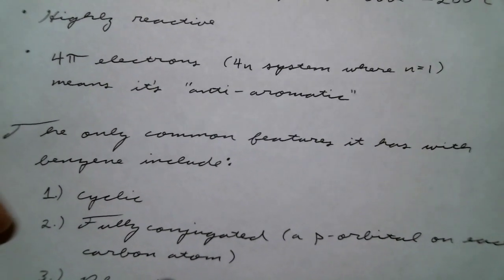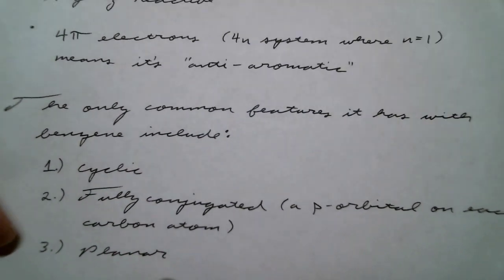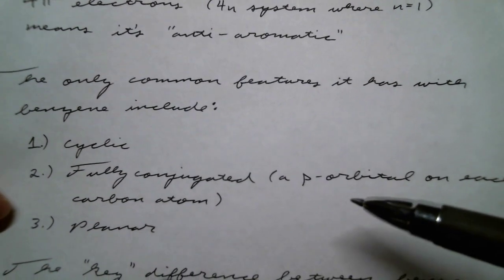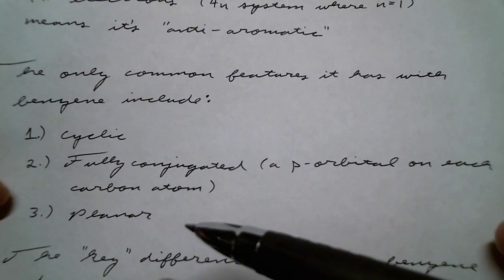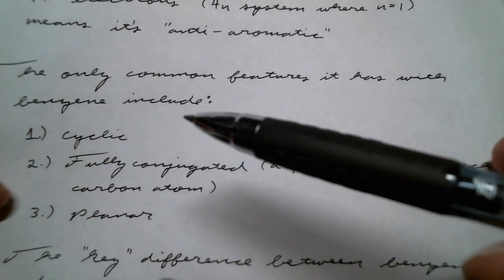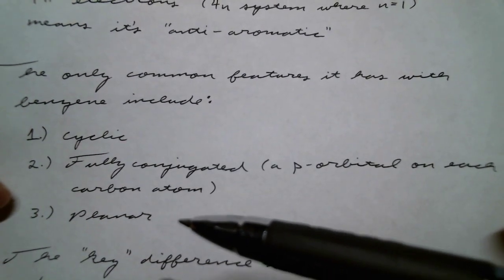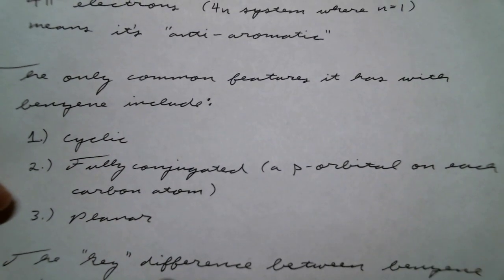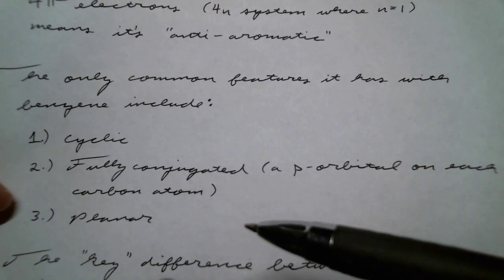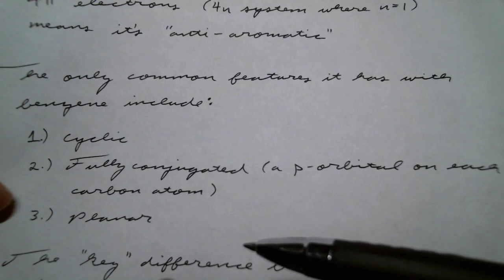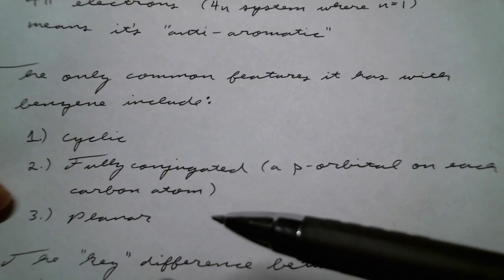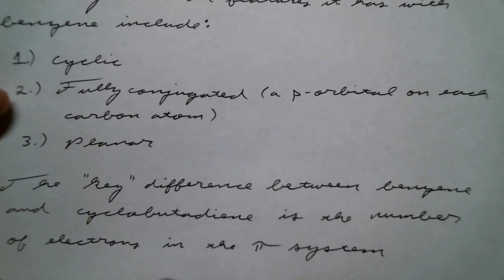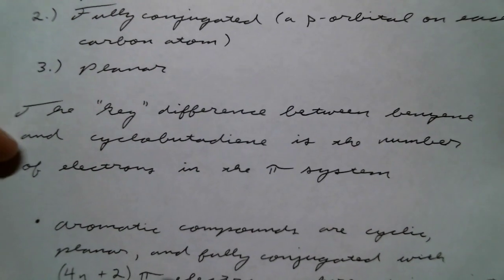The only common features it shares with benzene include that it's cyclic, that means you've got a ring, it's fully conjugated, so a p orbital on each carbon atom, and it's planar. So if you meet all of these three characteristics, if you're a molecule, you're cyclic, fully conjugated, and planar, then you can be characterized as either aromatic or anti-aromatic, depending on the number of electrons in your pi system. So the key difference between benzene and cyclobutadiene is the number of electrons in the pi system.